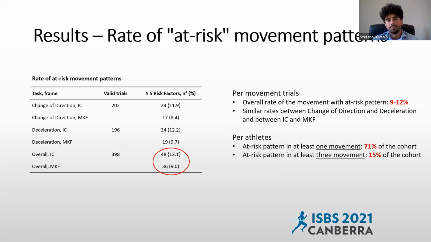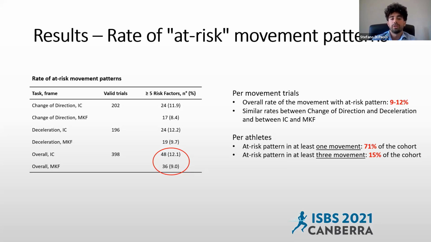So regarding the results on the rate of at-risk movement patterns, we found an overall high rate of at-risk movements. We collected 400 valid trials, which were 3 per leg per movement, and we had a risk pattern rate of around 9 to 12 percent, which was similar between the change of direction and the deceleration tasks, and also similar between the initial contact and the maximum knee flexion angle.